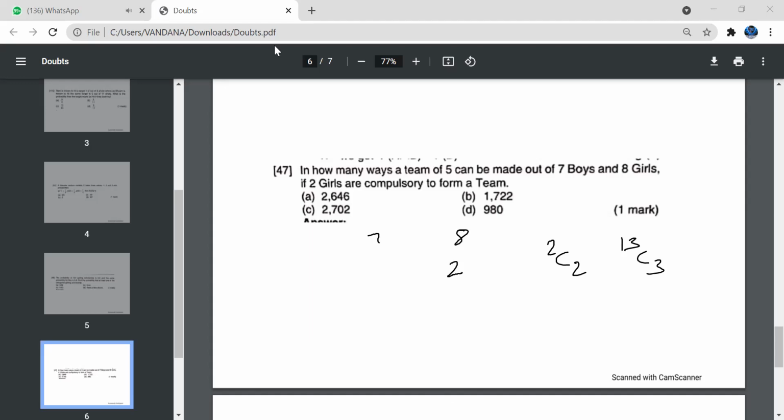So that will be 13 into 12 into 11 divided by 6.